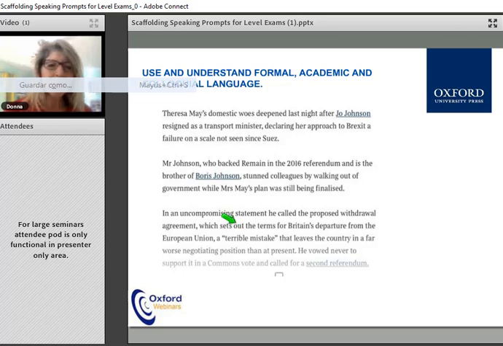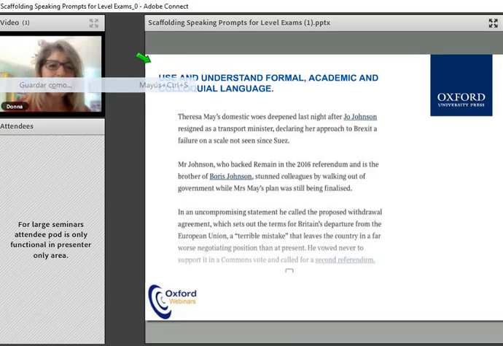Here we have at level 3, using and understanding formal, academic, and colloquial language. This is an article about the Brexit, the whole problem with Brexit, which some of you may appreciate, some of you, Neil probably more than all of us.